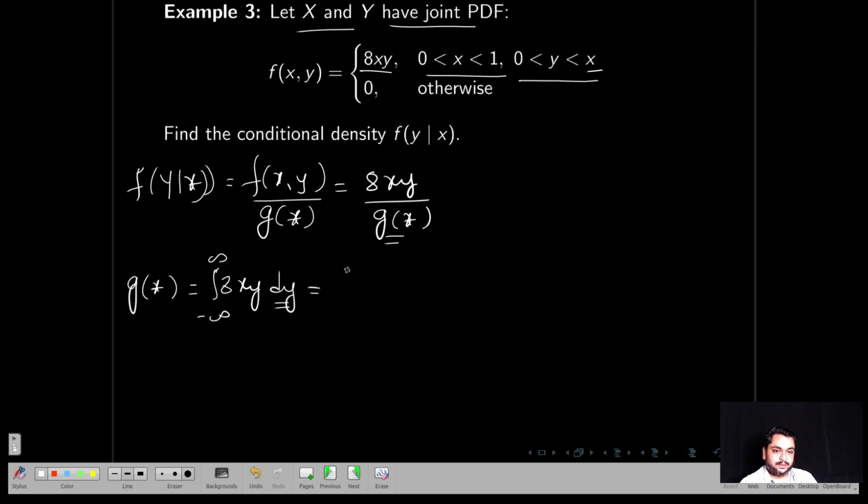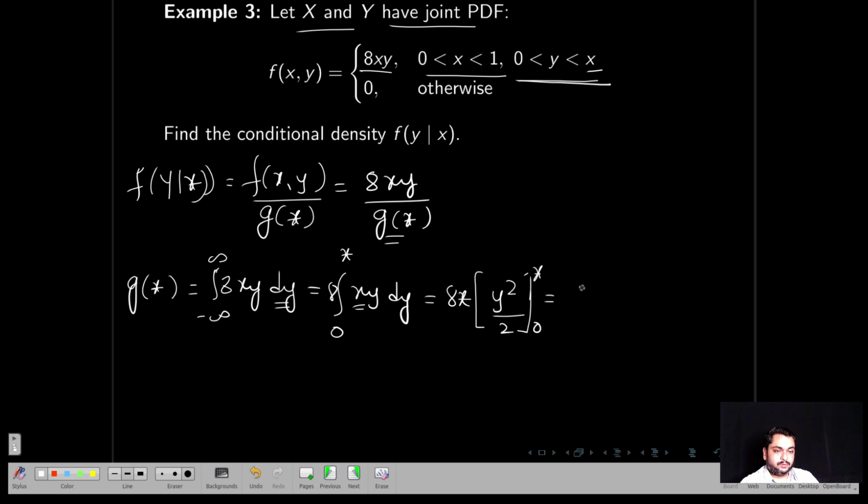Next, what are the intervals? Y varies between 0 to x, so the lower bound is 0 and the upper bound is x. The integral is 8xy dy. Now you just integrate. Here x is constant, so keep it outside: 8x times y square divided by 2. The integration of y dy is y square by 2 in the interval 0 to x.